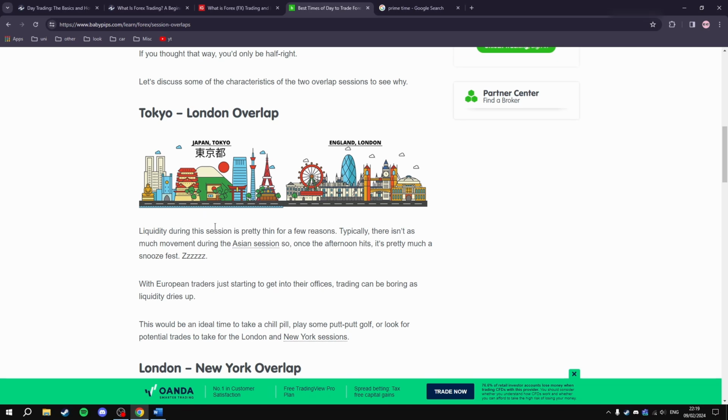Liquidity during this session is pretty thin for a few reasons. Typically there isn't as much movement during the Asian sessions, so once the afternoon hits, it's pretty much a snooze fest.